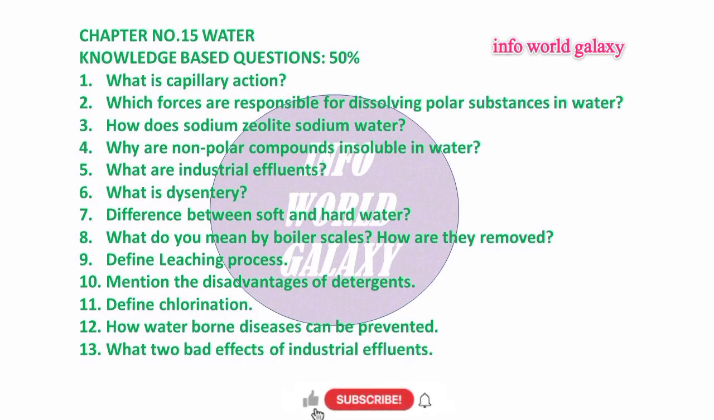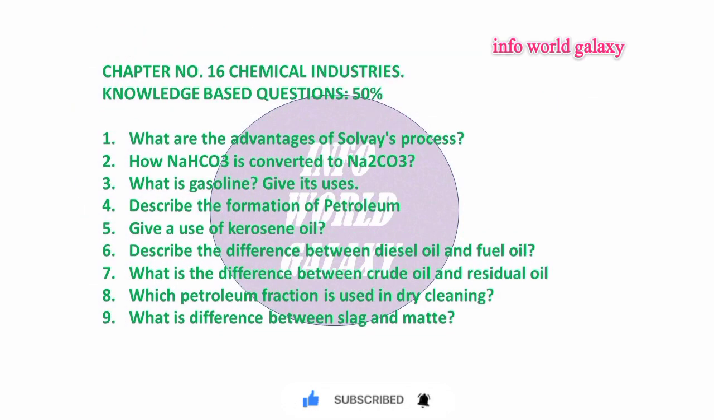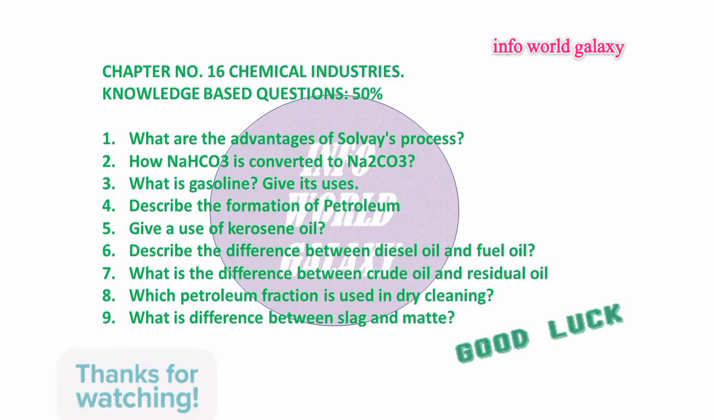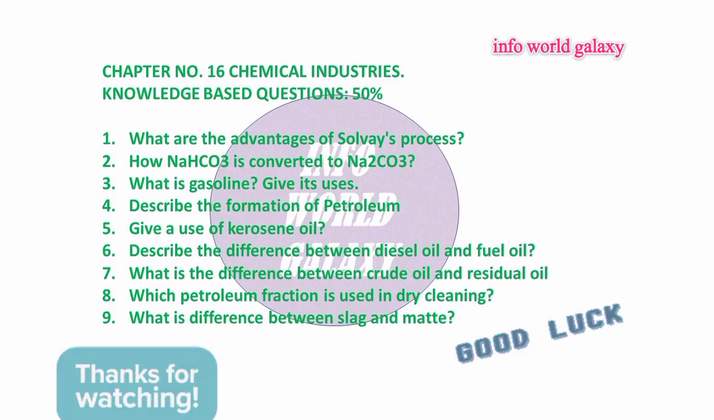11. Define chlorination. 12. How can waterborne diseases be prevented? 13. What are two bad effects of industrial effluents? Chapter 16, Chemical Industries. Question 1. What are the advantages of the Solvay process? 2. How is NaHCO3 converted to Na2CO3?